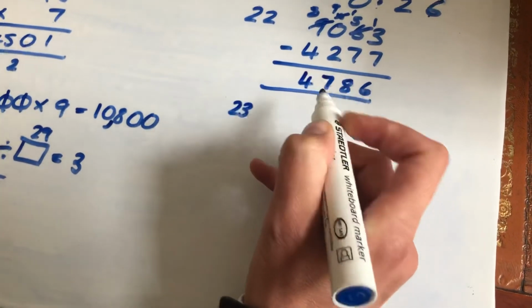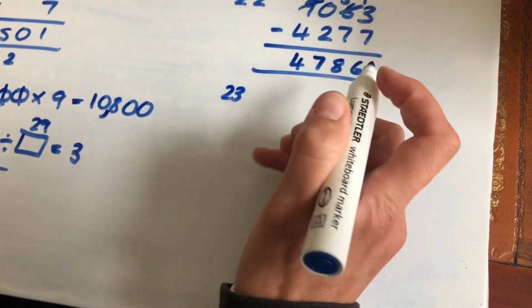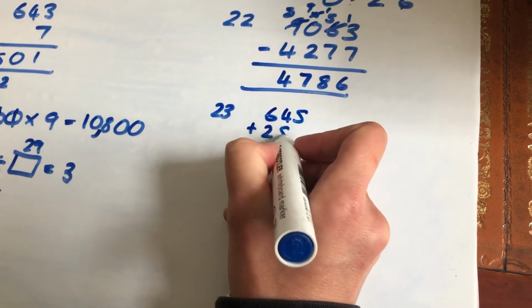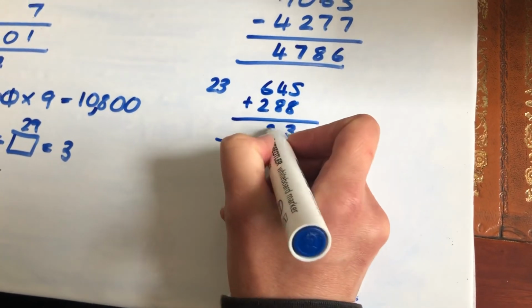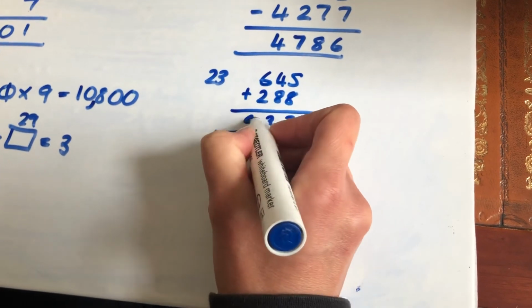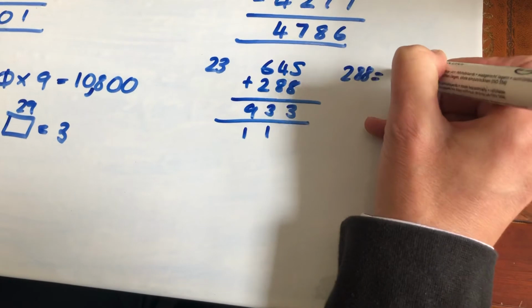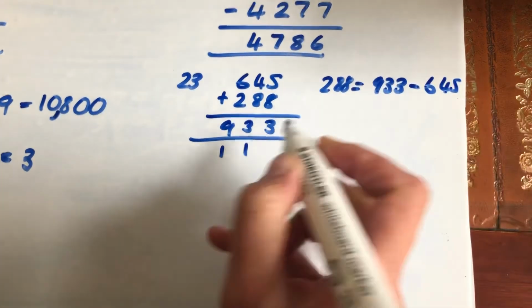Question 23, 288 equals something minus 645. I need to do the inverse. 645, add 288. 8 add 5 is 13. 13, 6, 7, 8, 933. And let's just check. 288 equals 933 minus 645.